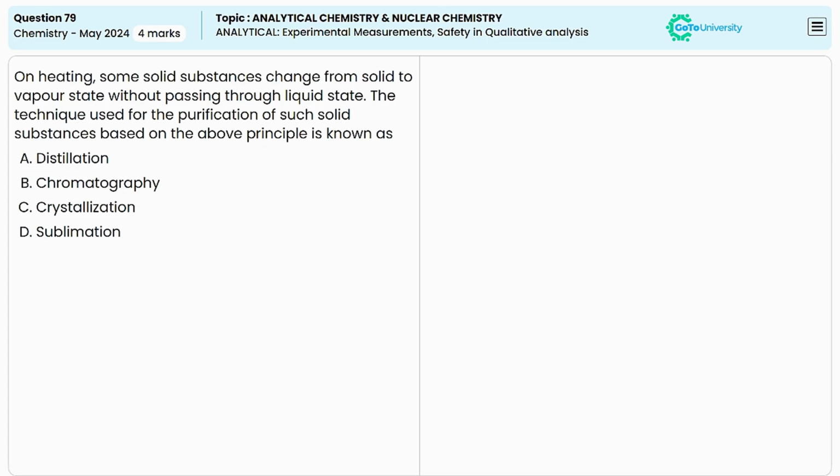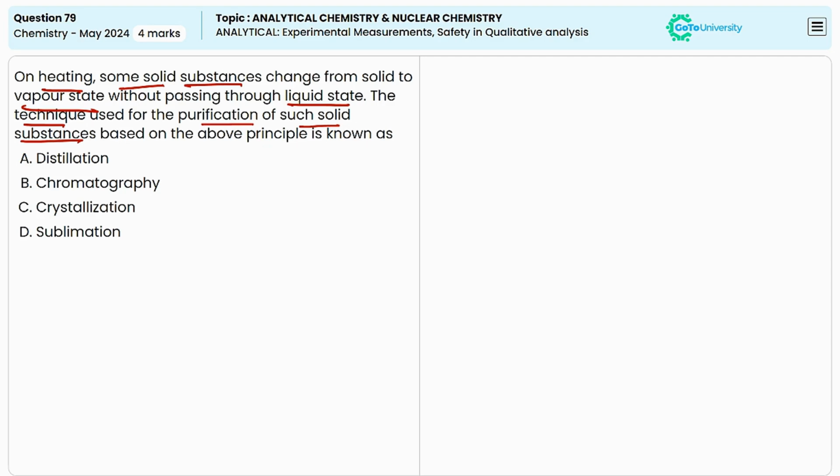It is given in this question, a solid substance is converting into vapor state by heating without passing through the liquid form. And we have to find out the technique that can be used to purify such a solid substance. Let's come to the options given here.